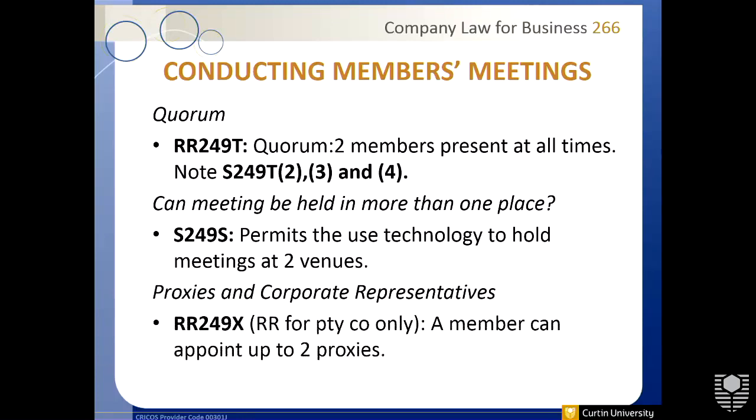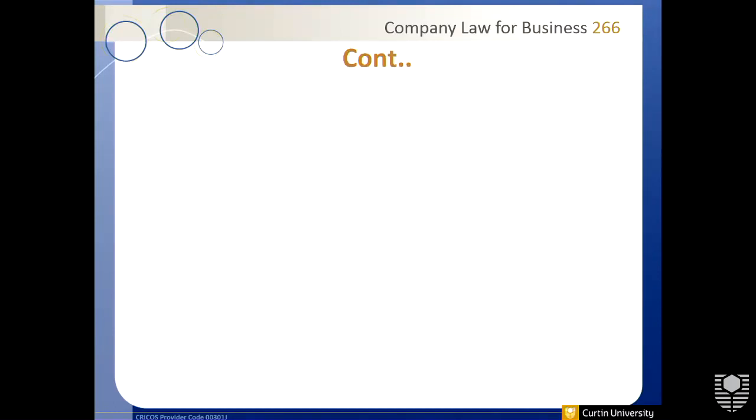Proxies and corporate representatives. Corporate representatives are corporations that hold shares. You cannot expect the company to walk into the meeting, so they have to have a representative. These people are known as corporate representatives. Replaceable rule, Section 249X, is only for proprietary companies, and a member can appoint up to 2 proxies.